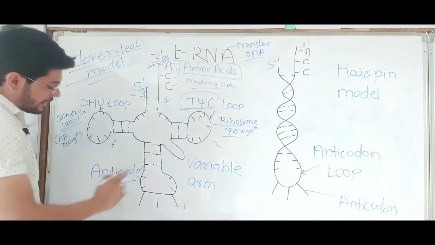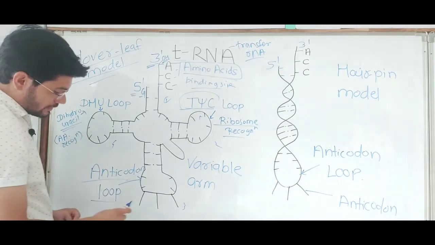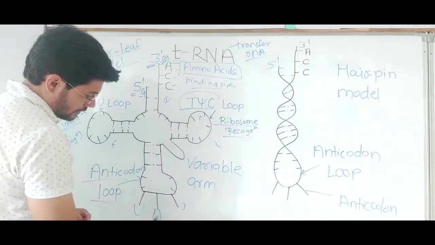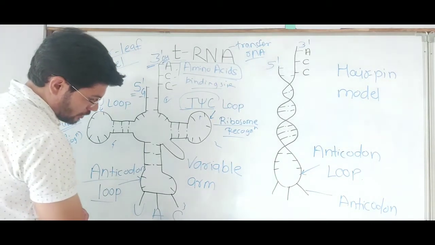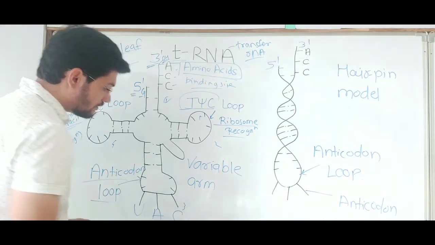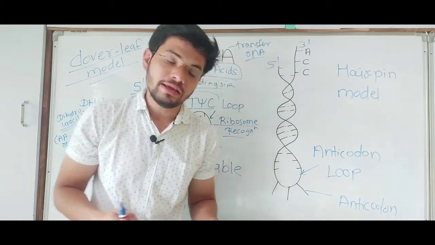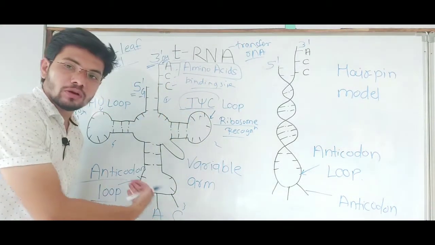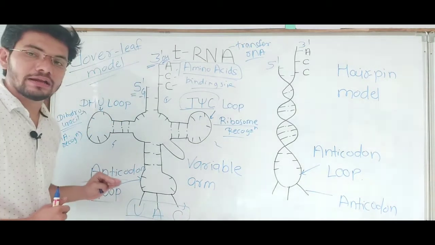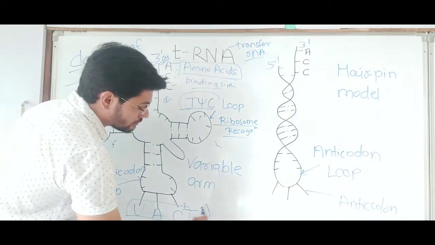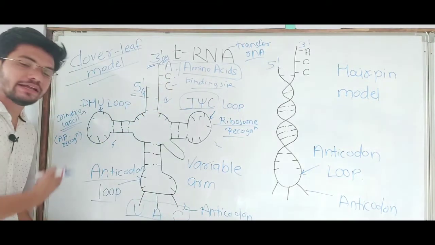After that, this is the anticodon loop, which has a particular anticodon, let's say this is the UAC anticodon. It will bind to AUG, which is the start codon of mRNA. We all know that codons are present on the mRNA, and the complementary anticodons of those particular codons are present on the anticodon loop of the tRNA. So here we have the anticodon, and that's why this loop is termed the anticodon loop.